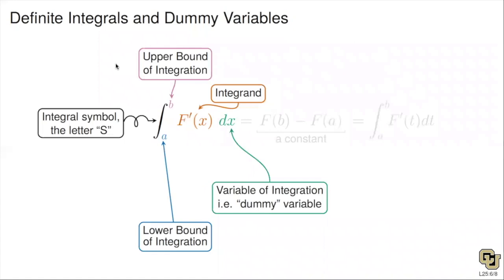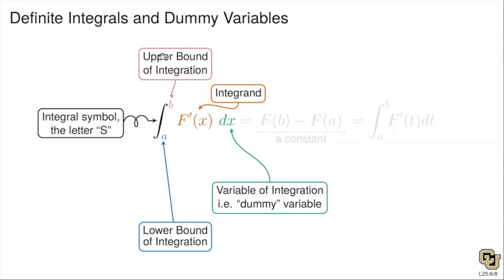So I wanted to come back here and mention again the idea of the so-called dummy variable in a definite integral. The reason this is important is because the dummy variable plays a significant role in the fundamental theorem of calculus part 1, and it's a potential source of confusion. So that's why I want to talk about it a little bit before we get to the fundamental theorem of calculus part 1, which we will get to today.